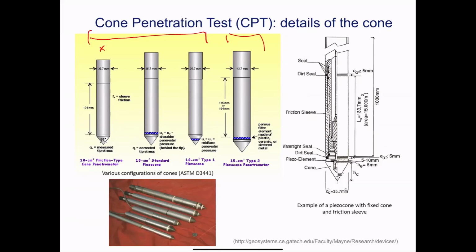Why do we care about the area? Because we want to know the stress rate. If you want to know the tip stress, you must know the area. So we call this first one a friction type cone penetrometer.